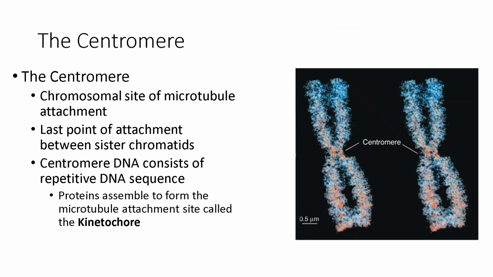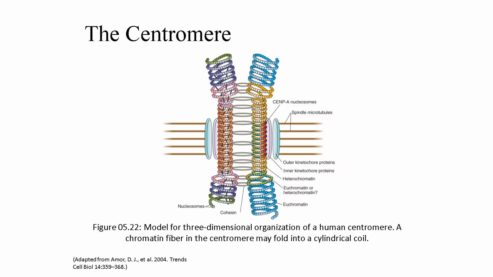The centromere is the chromosome region where spindle microtubules attach during cell division. It's also the last connection point between sister chromatids. Centromeric DNA contains highly repetitive sequences, and specialized proteins assemble there to form the kinetochore. In the current structural model, the chromatin of the centromere folds into a cylindrical coil that supports kinetochore formation. This three-dimensional organization facilitates the spatial arrangement of kinetochore complexes and enhances mechanical stability during mitotic spindle pulling.